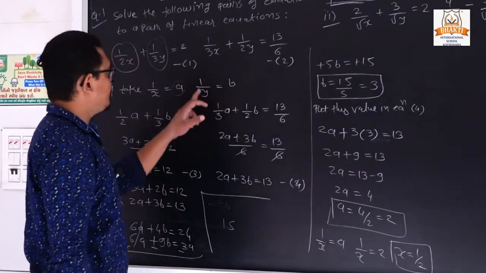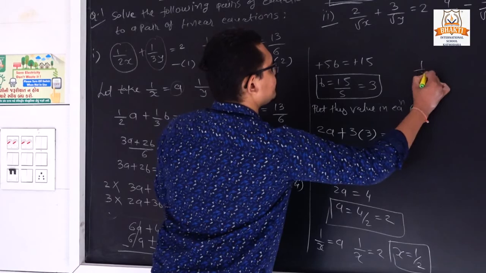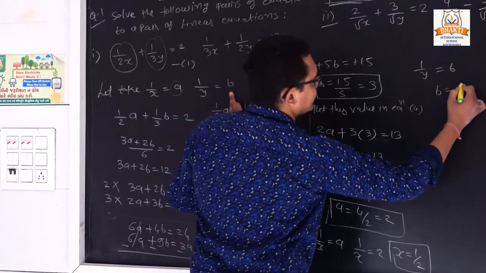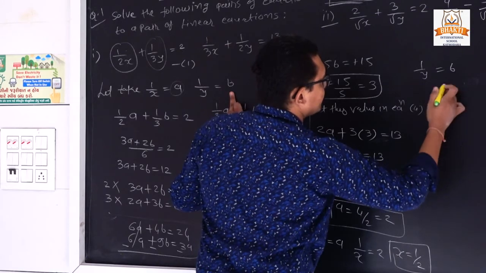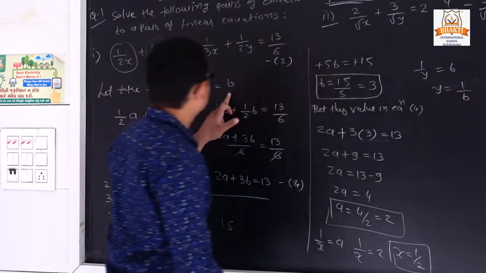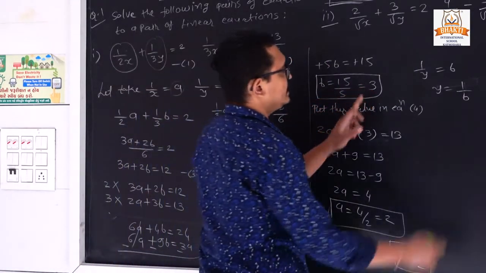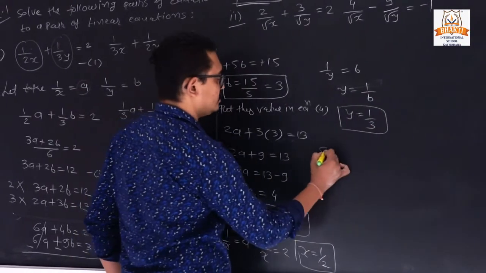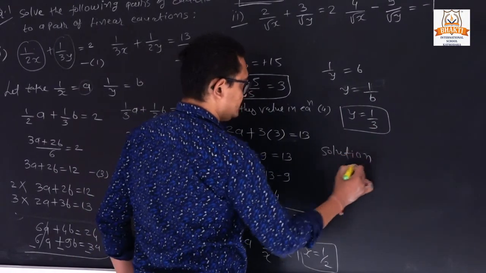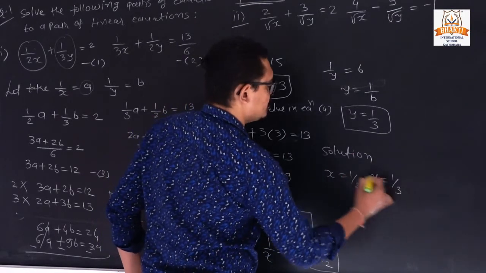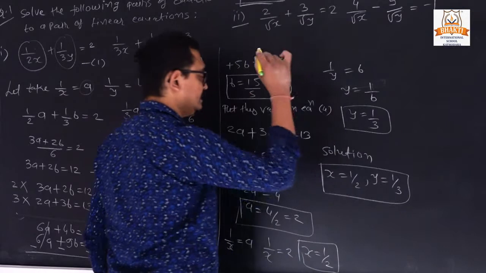Similarly, 1 upon y is equal to b. So b is equal to what? We can write y is equal to 1 upon b. And what is the value of b? It is 3. So y is equal to 1 by 3. So what is our solution? x is equal to 1 by 2 and y is equal to 1 by 3.